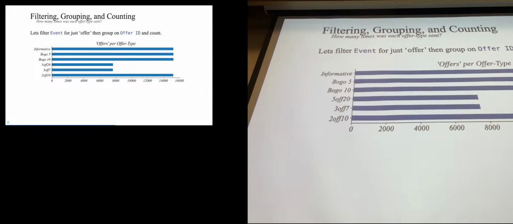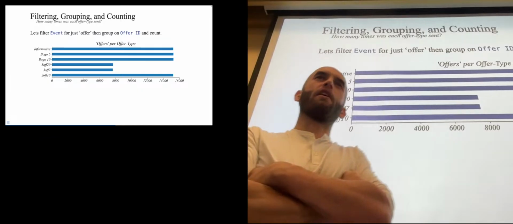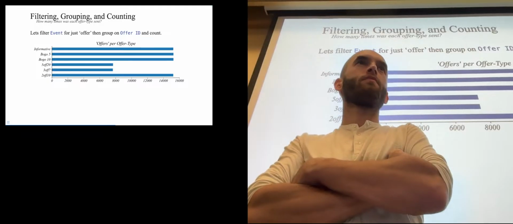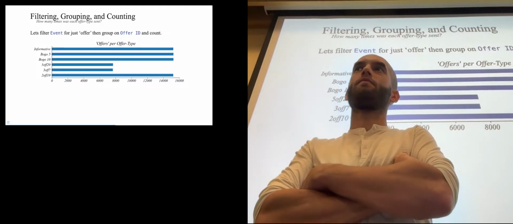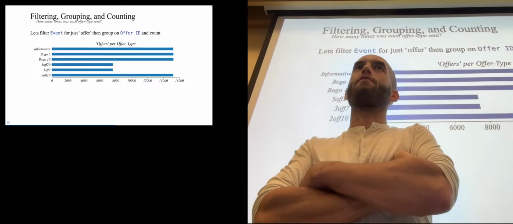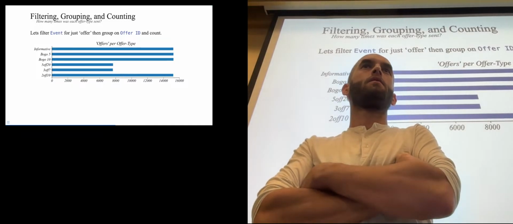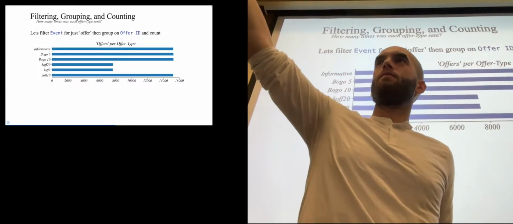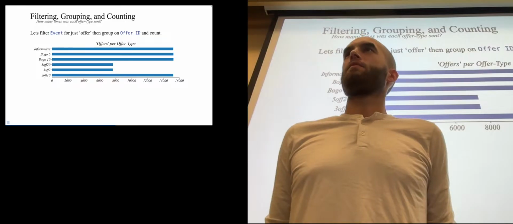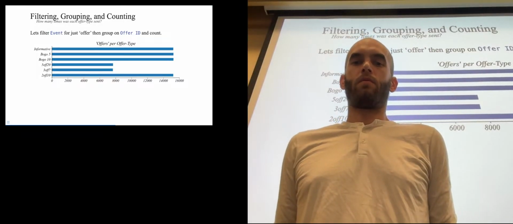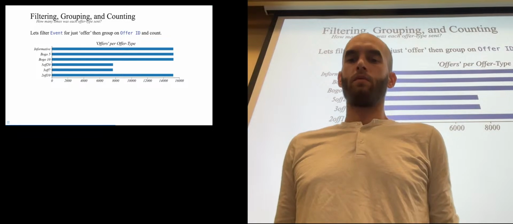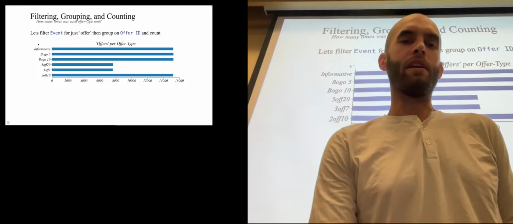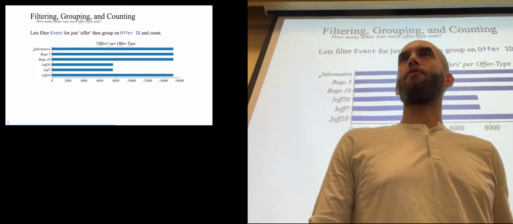Okay. I'm looking for a summary of this figure. What is this figure telling us? It's saying that the informative, BOGO 5, BOGO 10, and 2 off 10 were all sent the same amount of times. Okay. So yeah, this informative is like information about offers, I guess.